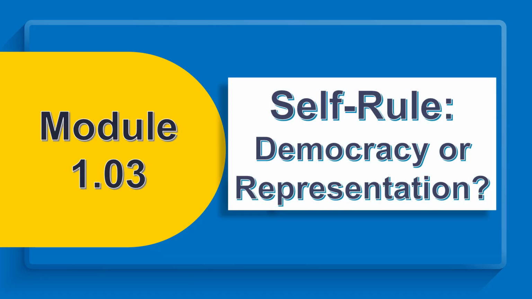Government 2305, American Federal Government, Module 1.03, Self-Rule, Democracy or Representation. Self-rule is the idea that legitimate government flows from the people.